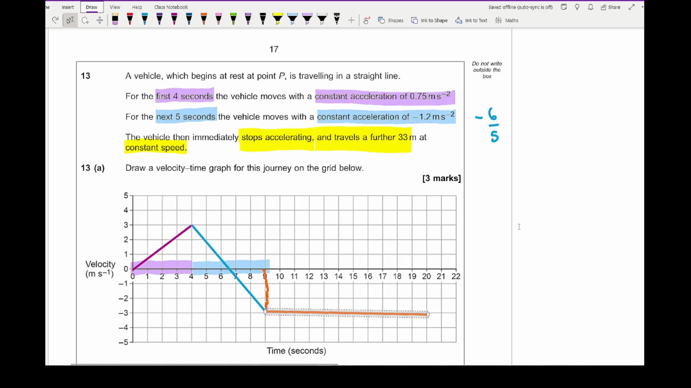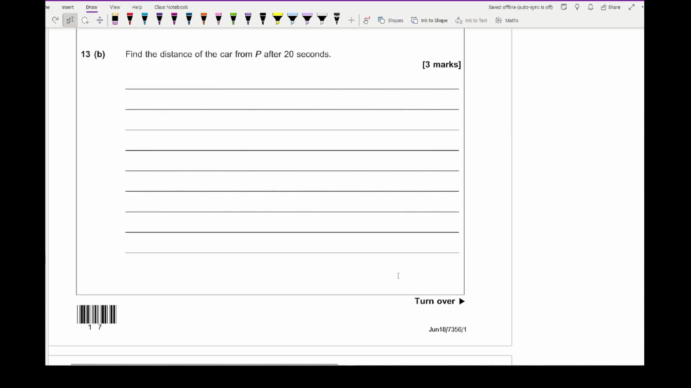That would give us an area of 3 times by 11, which is 33 metres. So that gives us that piece of information and finishes off the diagram. So if I get rid of those highlighted parts, that is part A. Part B says find the distance of the car from P after 20 seconds.